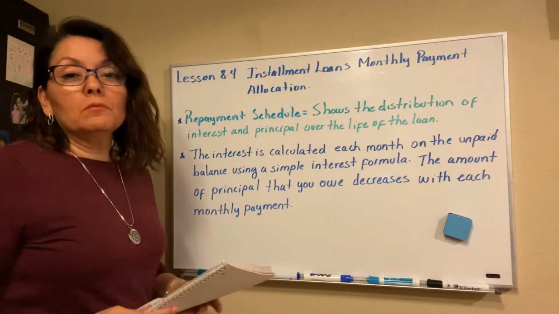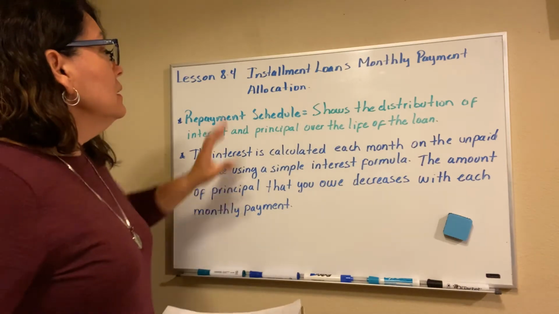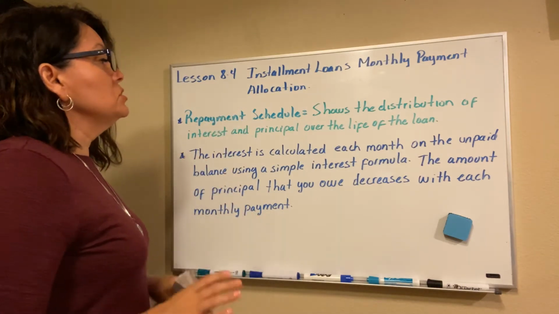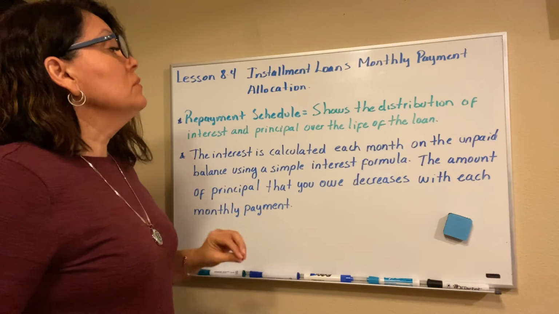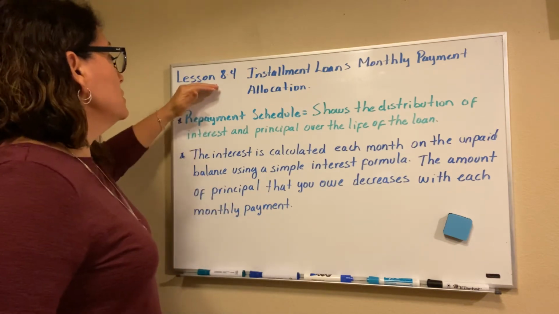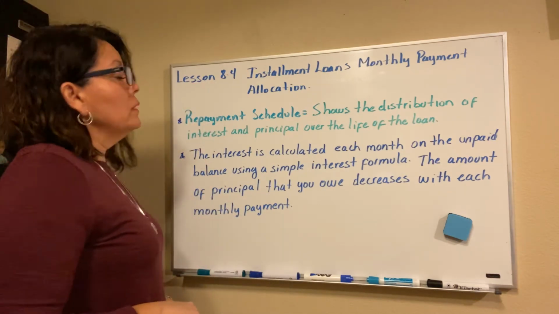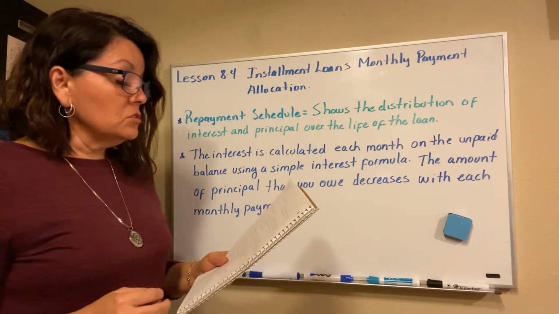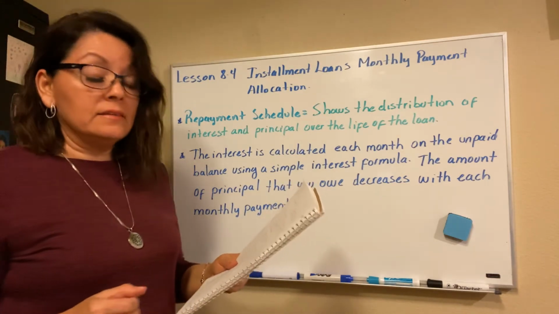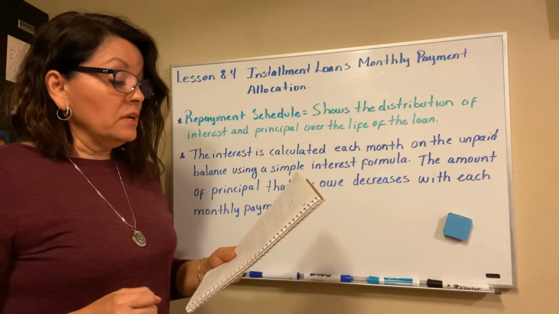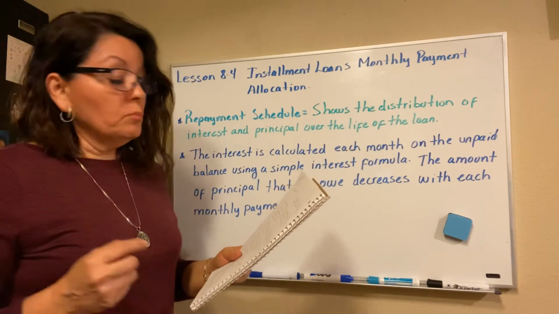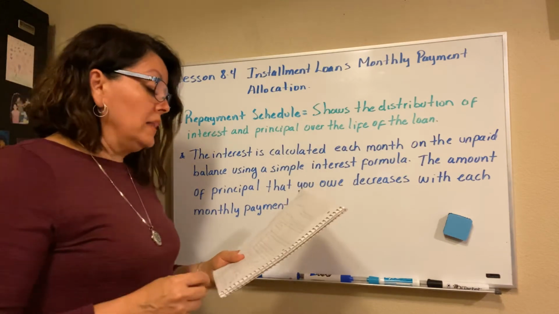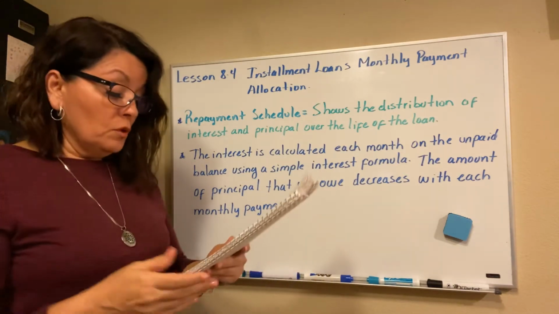So we're almost done with chapter 8 and we're still going to talk about installment loans and the monthly payment allocation, which is lesson number 8.4. So what is the objective of this lesson? It says the student will be able to calculate the payment to interest, payment to principal, and the new balance using only 3 formulas, guys.